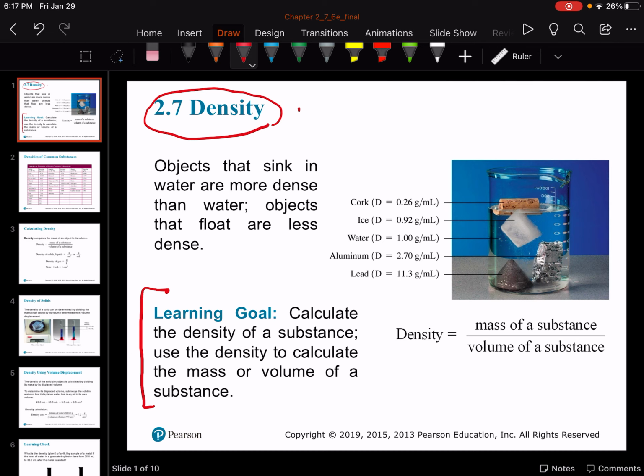So here's a graphic from our textbook. The density of cork is about 0.26 grams per mil, and that's why it floats. Water is 1 gram per mil, right? And so anything that's less dense is going to float, and anything that's more dense is going to sink, right? So lead sinks to the bottom, and aluminum even sinks, even though it's really not that much more dense than water, 2.7 grams per mil.